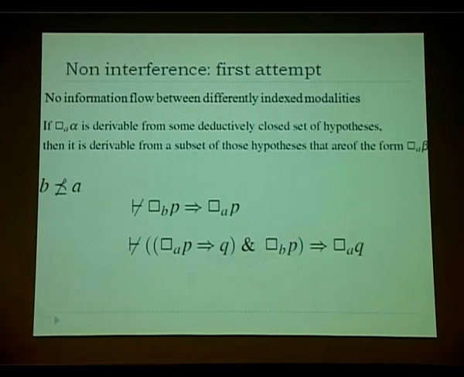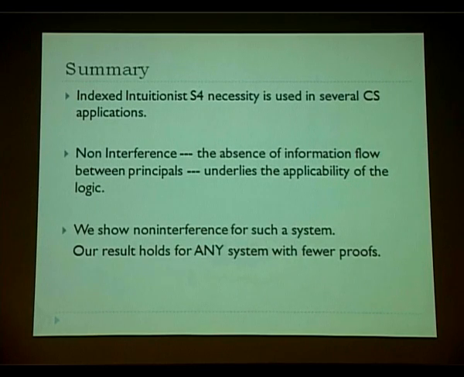So what are the consequences of such a thing? For example, if B is not less than A, then I don't want to be able to deduce box A P from box B P. There's no information flow there, okay? And similarly, I can't do the distribution in the relevant cases. Okay, so this is the general kind of theorem that I want to look at.